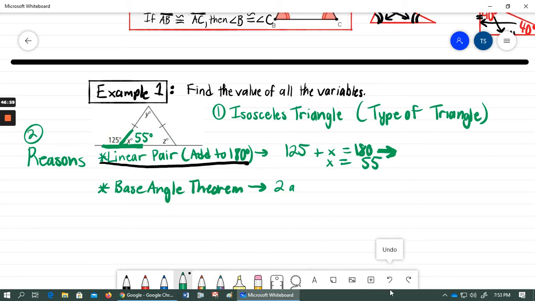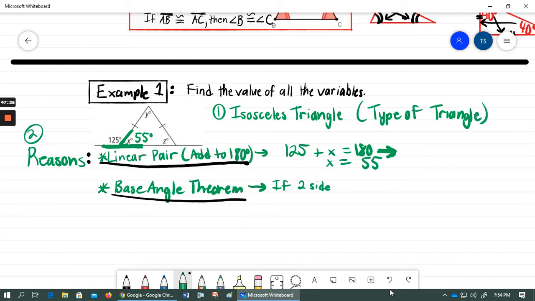Oh, yeah, that's sloppy. All right. So again, folks, I'm not expecting you to write out the definition for the base angles theorem if you're giving me base angles theorem as your reason, but I do want you to write out "base angle theorem." You get what I'm saying here? Now I'm writing out the definition because I'm explaining this to you, and I need you to remember what the base angle theorem says.